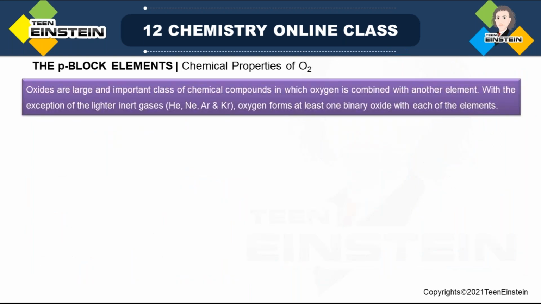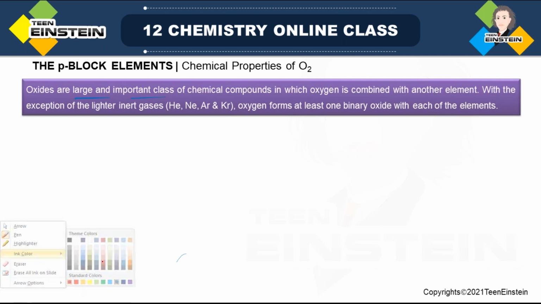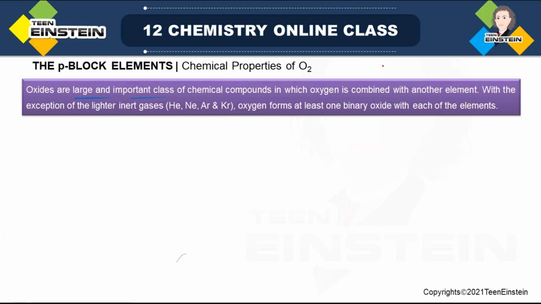Now we will see its chemical properties. Oxides are a very large and important class of chemical compounds, because oxygen is such a reactive element. That is the reason almost all the elements in the periodic table form compounds with oxygen. So if I consider E, any element in the periodic table, forming a compound with oxygen, oxygen is the second most electronegative.